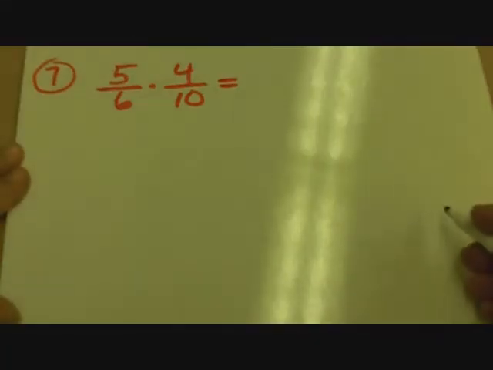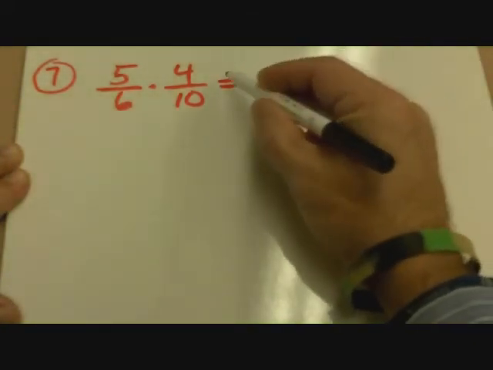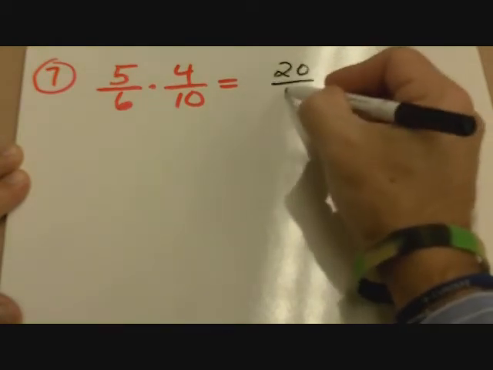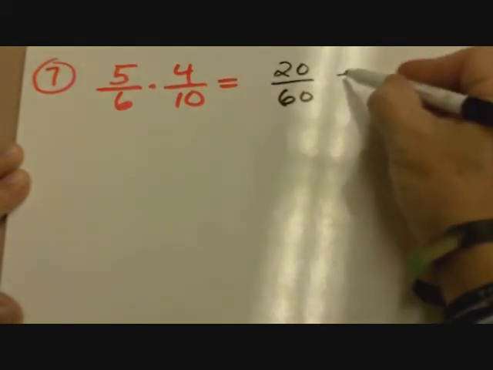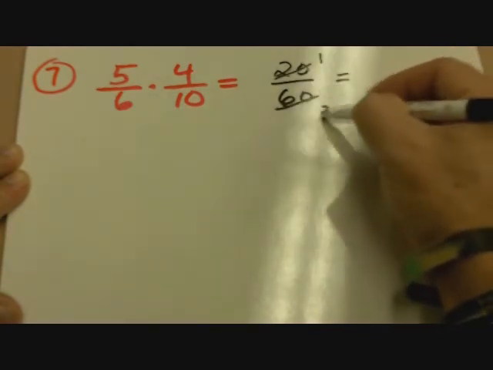Question number 7, back to multiplication. You do not have to worry about the denominator, so one way to do this problem is to multiply across the tops and multiply across the bottoms, and then you can see that they have a common factor of 20. You can reduce the problem.